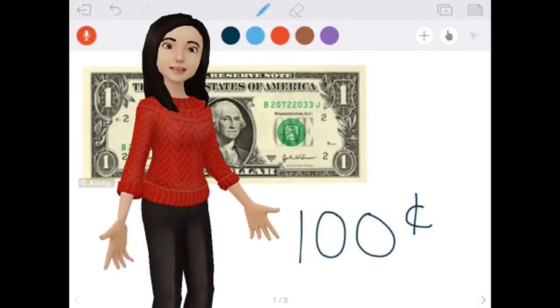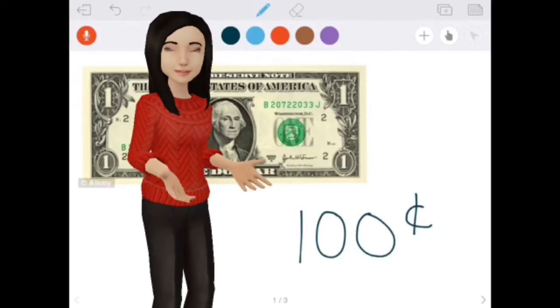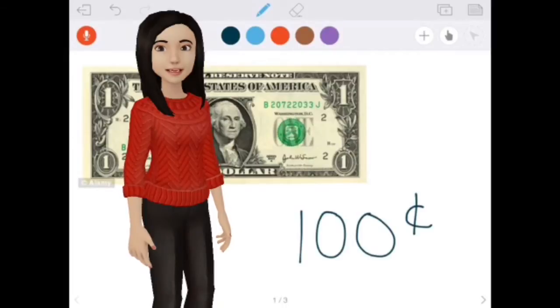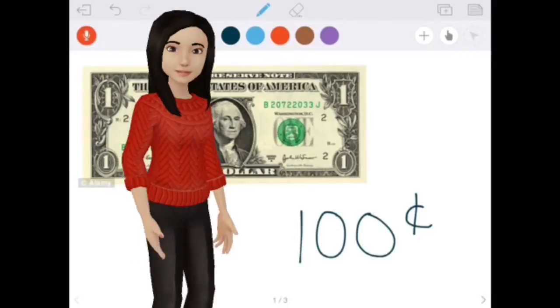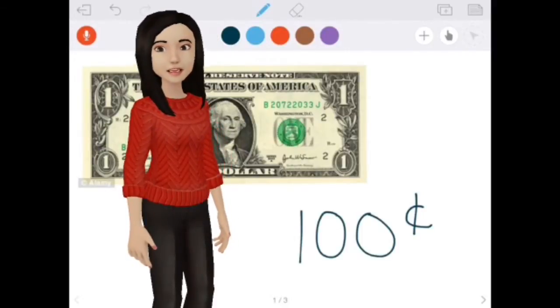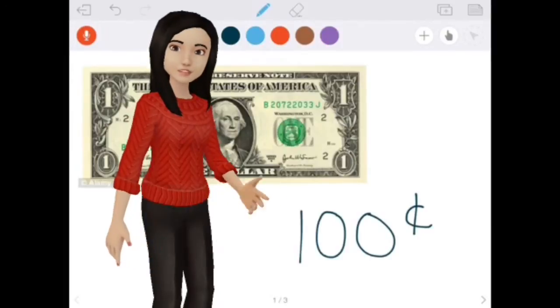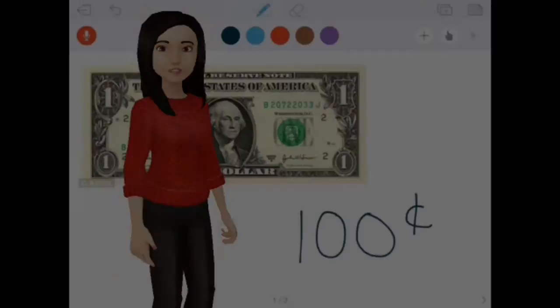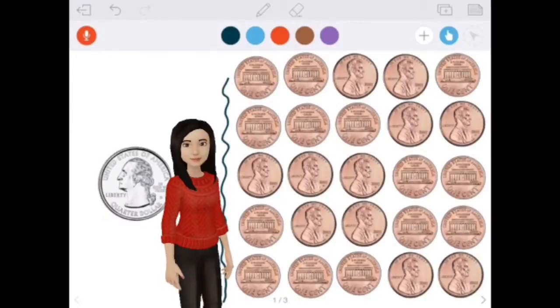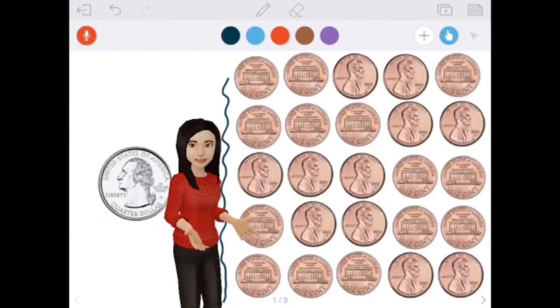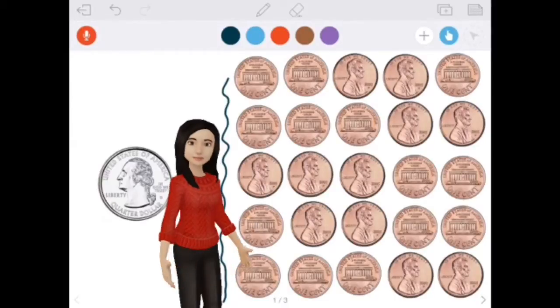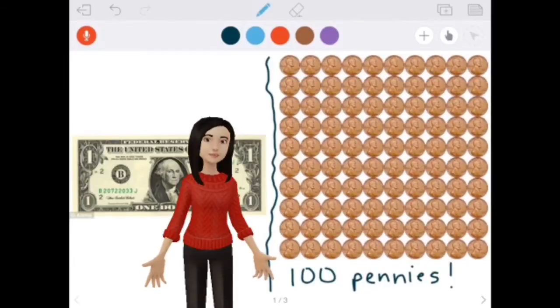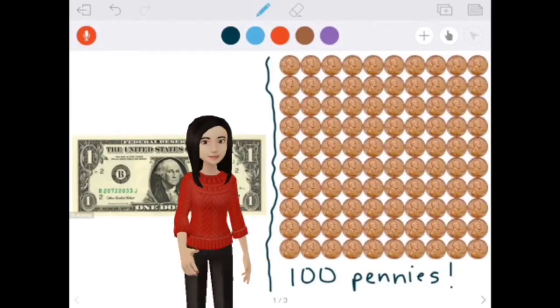What else can we call $1? We can call $1 100 cents. We know that $1 is worth 100 cents. If 25 pennies equals 1/4, then how many pennies make $1? 100 pennies.